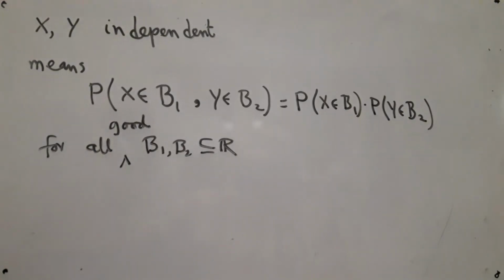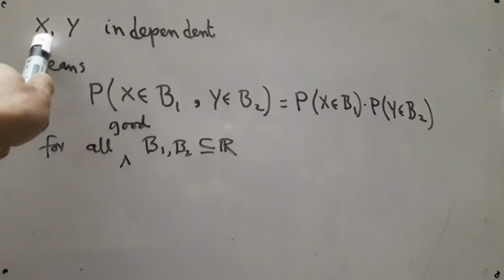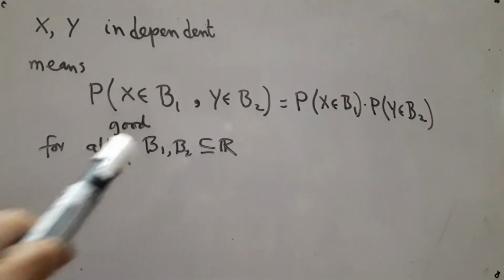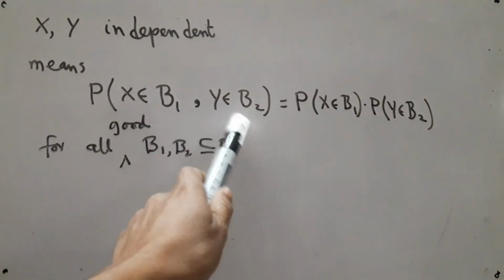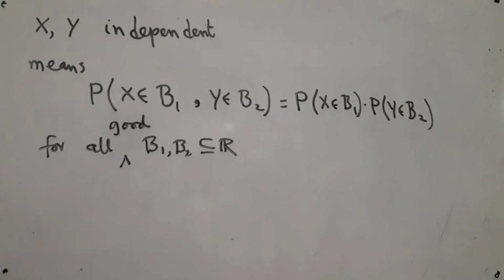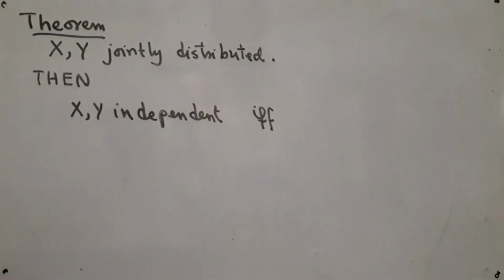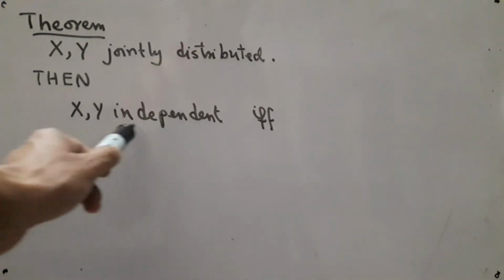Now, if someone gives us two jointly distributed random variables, it is of course not possible for us to check with all possible B1s and B2s whether this equality holds or not. So we have a little theorem which helps us to determine if two given jointly distributed random variables are independent or not. We start with two jointly distributed random variables. Then I am going to give you a necessary and sufficient condition for X and Y being independent.